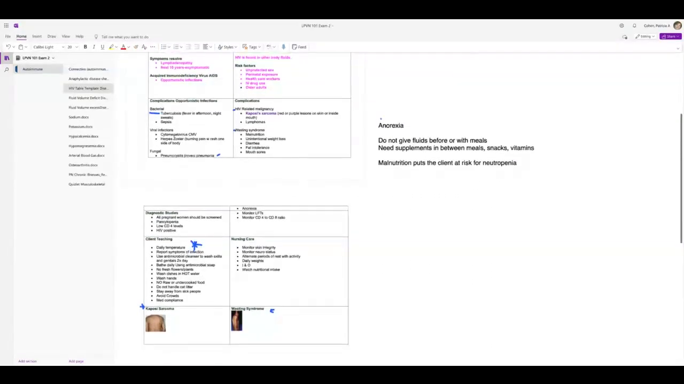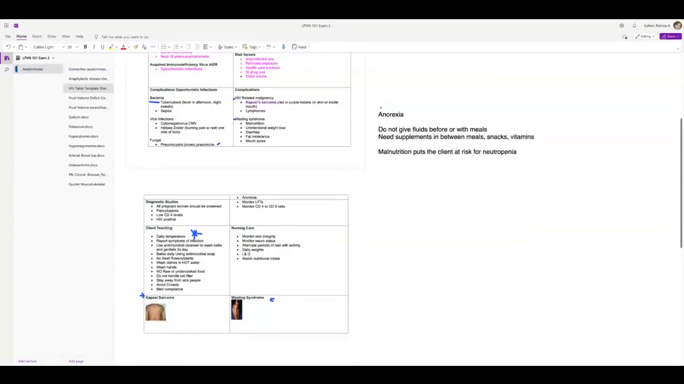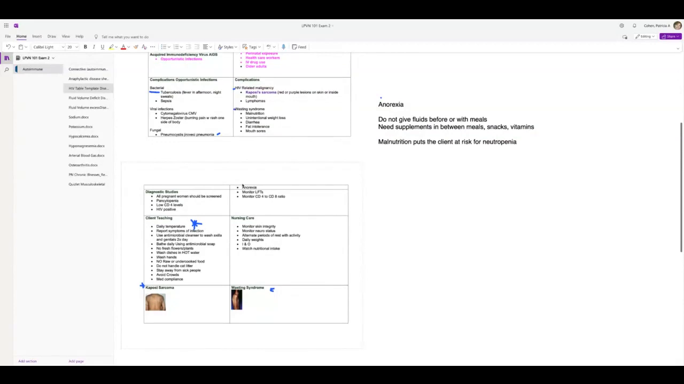All pregnant women need to be screened. They could suffer from pancytopenia. So here are the nursing implications. These are the same as teaching, as neutropenic teaching. So they need to take their temp daily. They need to wash their axilla and genitals 2 times a day with antimicrobial cleanser. They need to bathe daily.